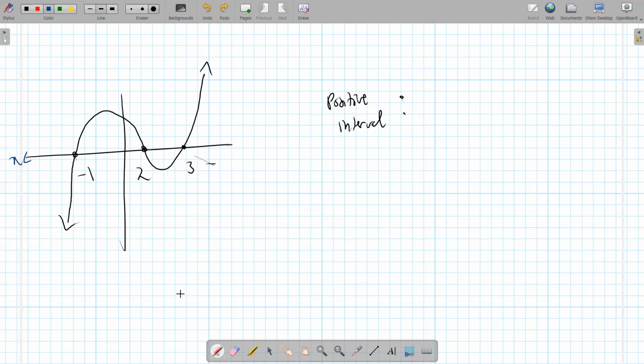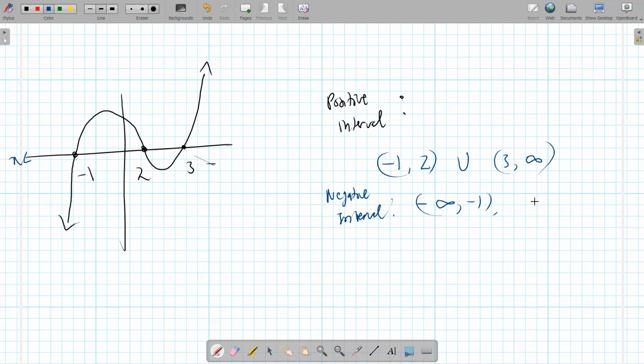Oh, okay. So negative, like -1, 2, and then 3 to infinity. You see that? Positive intervals. Exclusive everything. Now tell me the negative intervals. Negative infinity to -1, and then 2 to 3. Yeah, perfect. There we go. Easy, right?